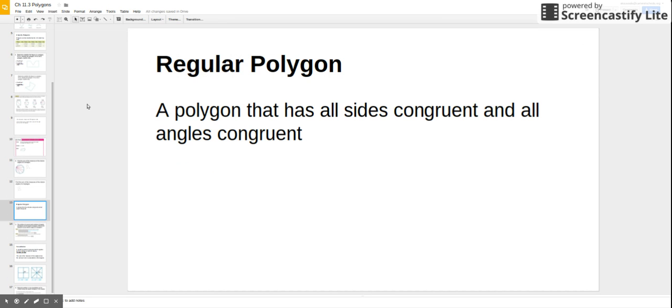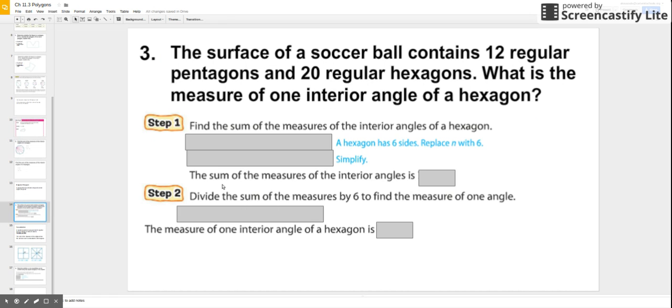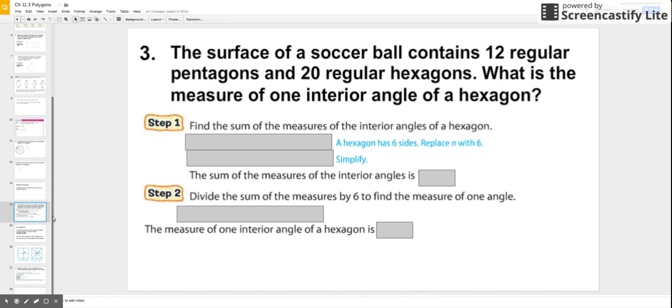A regular polygon is a polygon that has all sides congruent and all angles congruent. So the surface area of a soccer ball contains 12 regular pentagons and 12 regular hexagons. What is the measure of one interior angle of a hexagon? Okay, notice that there are regular hexagons, and we just said that regular polygons have all sides congruent and all angles congruent. Okay, so each angle has the same measurement.